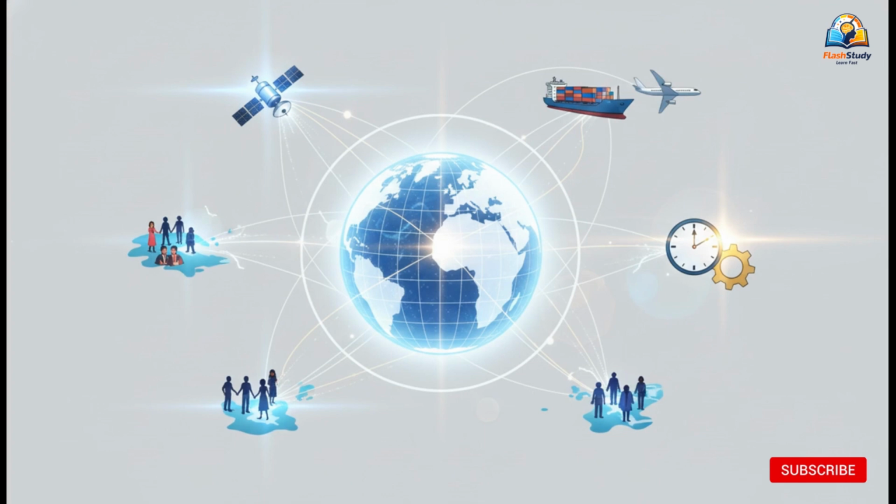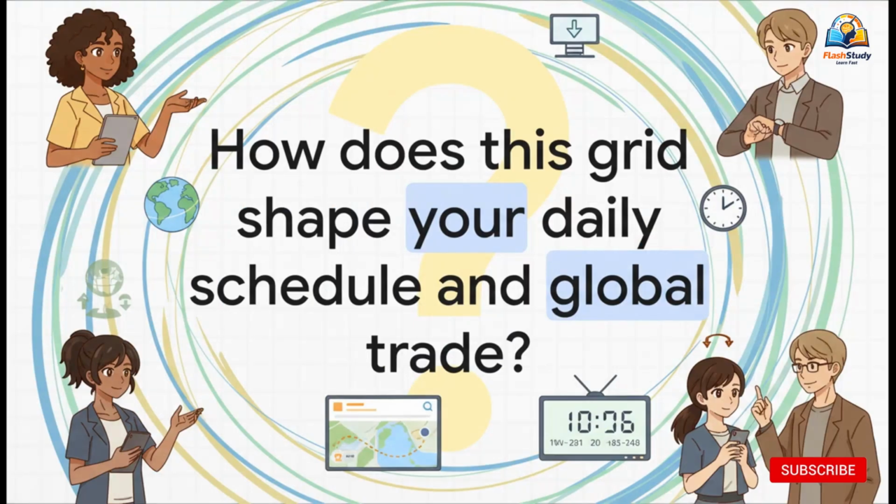So when you boil it all down, this whole grid of latitude and longitude is way, way more than just lines on a map. It's like the invisible operating system for our planet. It runs our navigation, our communication. It syncs up the entire world. It literally puts us all on the same clock. And that's really the whole story.